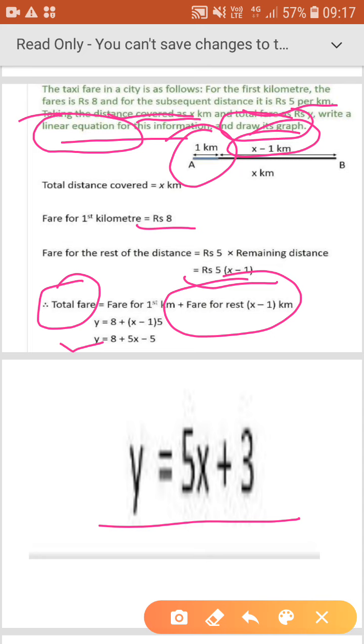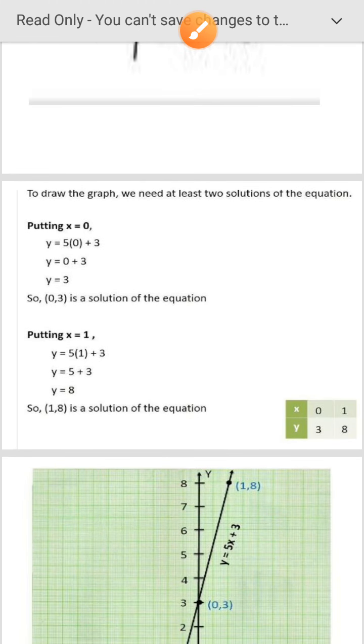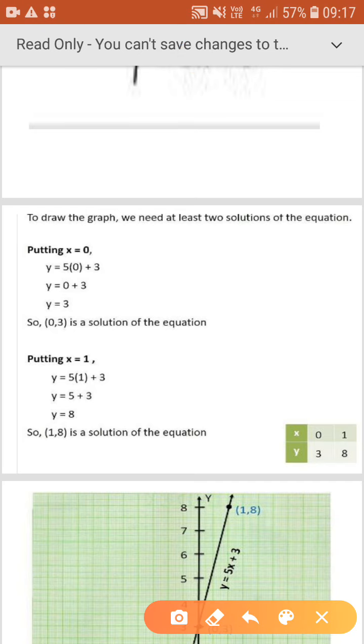So we have solved the first part, that is we have written a linear equation, and now we are going to draw the graph. We need at least two solutions for drawing the graph. So let us see. If we put x equals 0 in y equals 5x plus 3, we get 5 into 0 plus 3, it is 0 plus 3, y equals 3. So (0, 3) is a solution. We put it in the table.